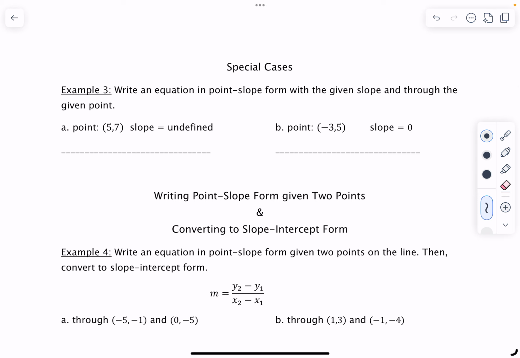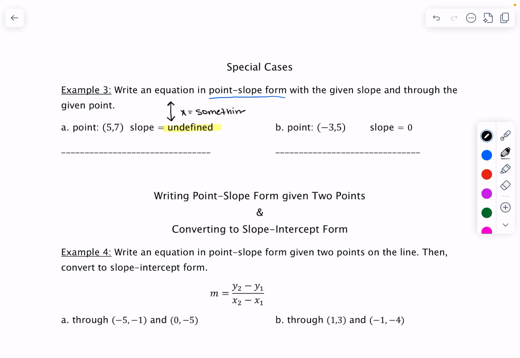These special cases have to do with those vertical and horizontal lines we've worked with. For example 3, write an equation, again, in point slope form with the given slope and through the given point. When I look at example A, I have a big red flag. The big red flag is that my slope here is undefined. Undefined slope lines are vertical. And vertical lines are always x equals something.